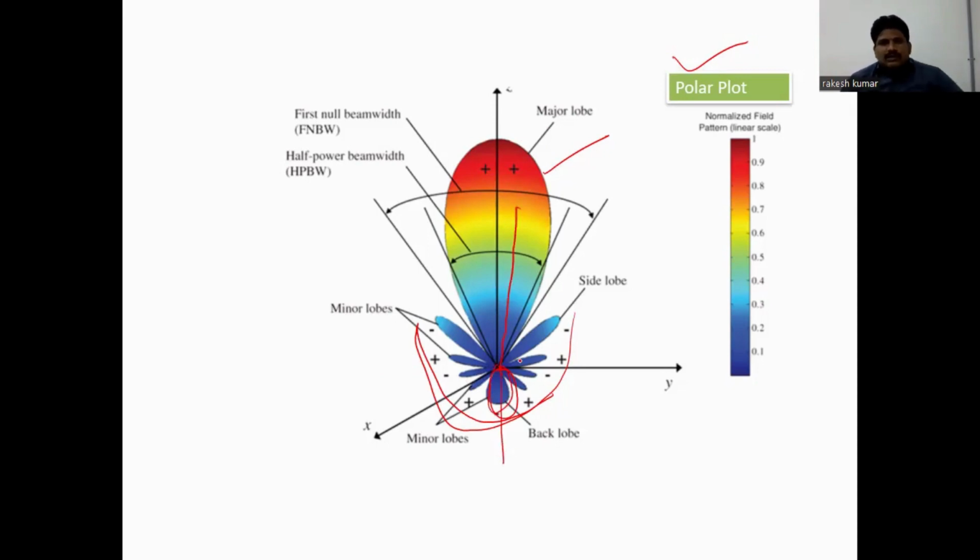In this, there are two parameters called half power beamwidth and beamwidth between first nulls. We will discuss them in the coming class.